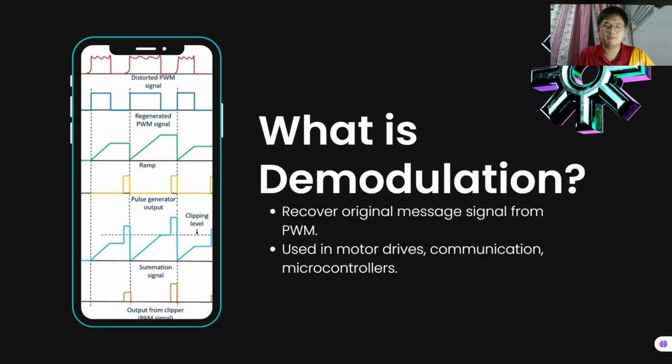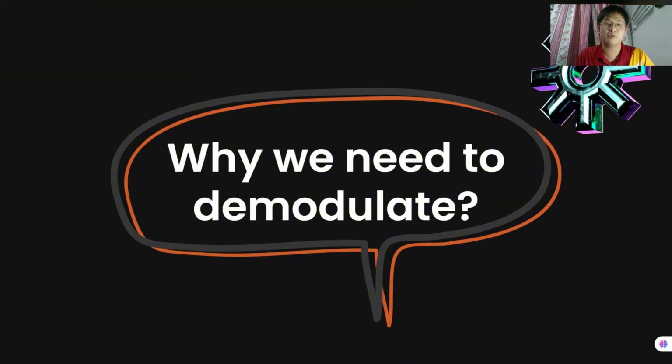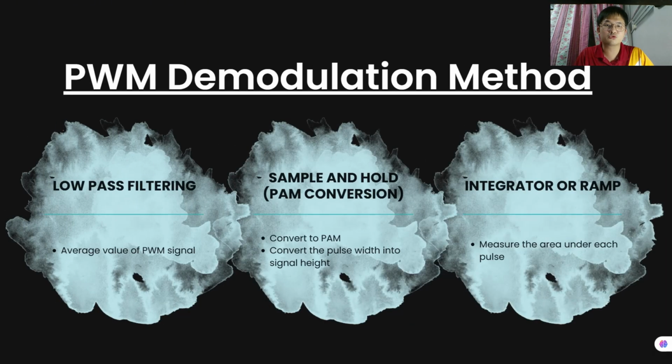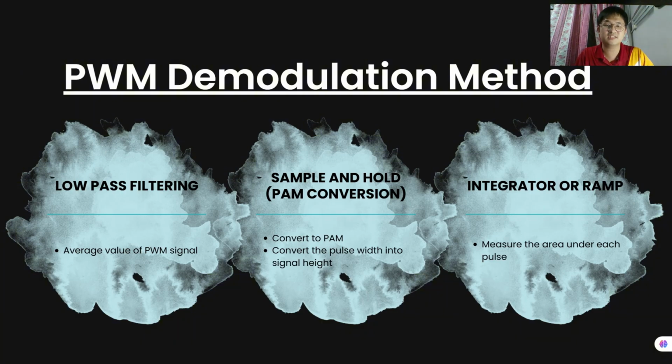But before getting to the methods, many people will be curious why we need to demodulate it. The reason is that the information in PWM is stored in time, not in the signal height. However, most systems work better with smooth and continuous signals. Therefore, we need a way to extract the information from PWM. And there are three common ways to recover the information from a PWM signal.